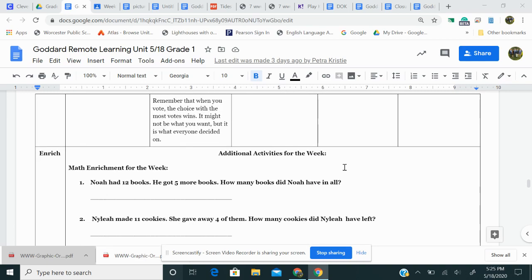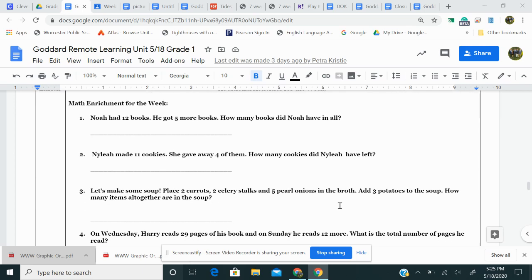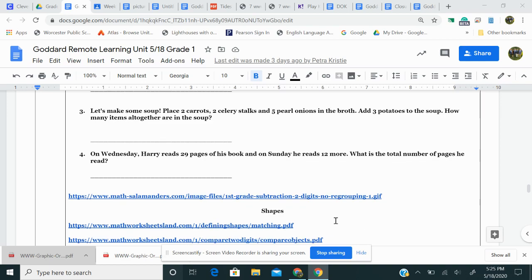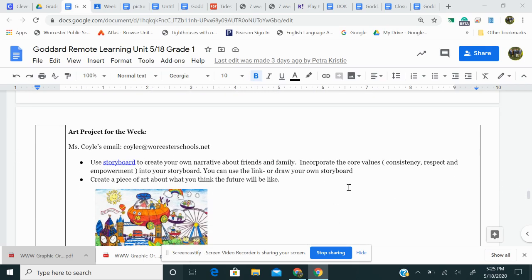Here are your enrichment activities for the week. I believe I read math yesterday. There's also a couple of links to click on here for some additional math activities. Your art project for the week.